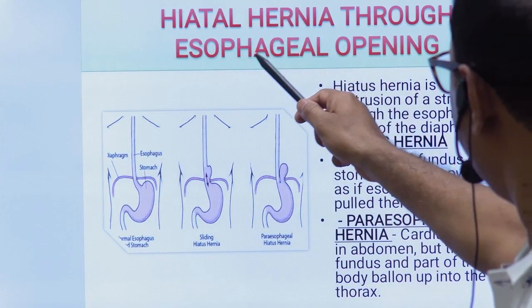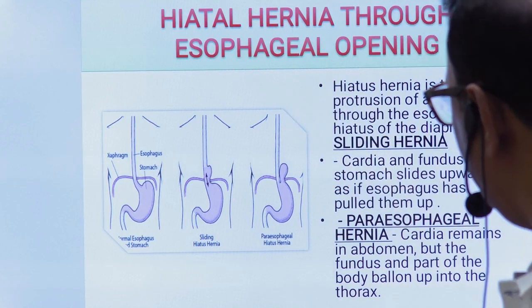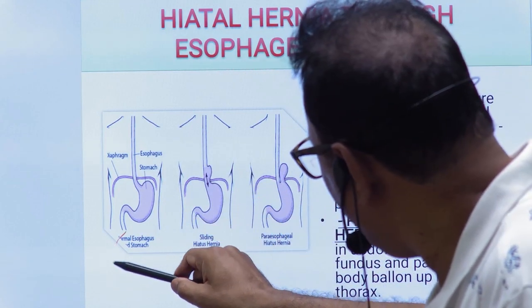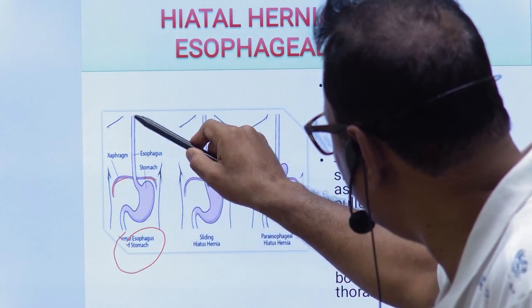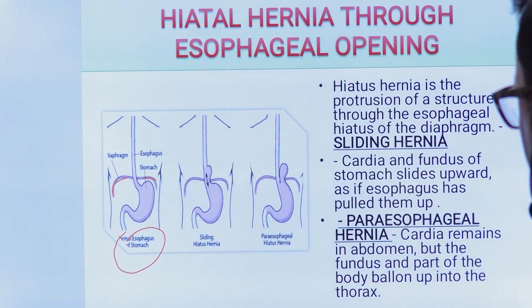Now the hiatal hernia through the oesophageal opening. This is the normal case. This is the normal oesophagus. We have got the diaphragm over here, and we have got the oesophagus over here, and we have got the stomach over here.